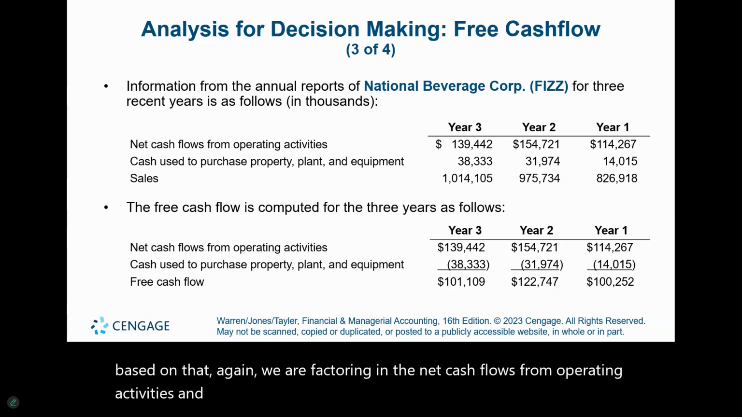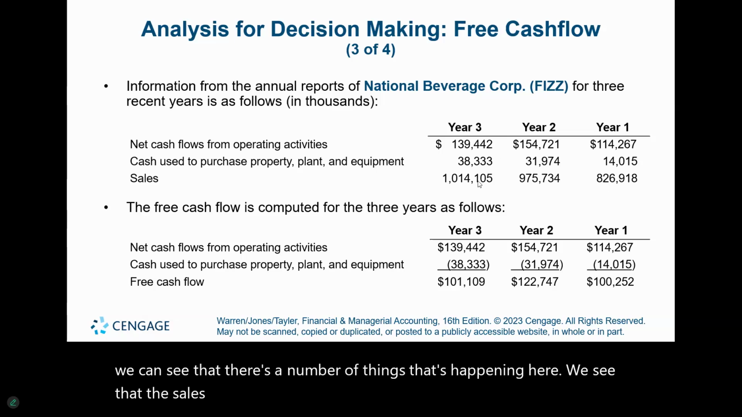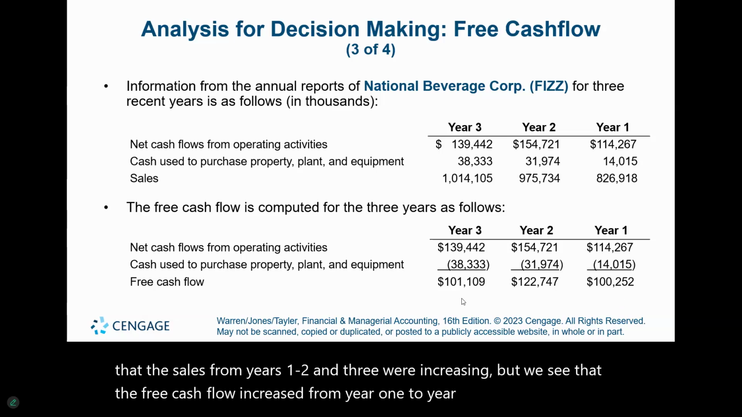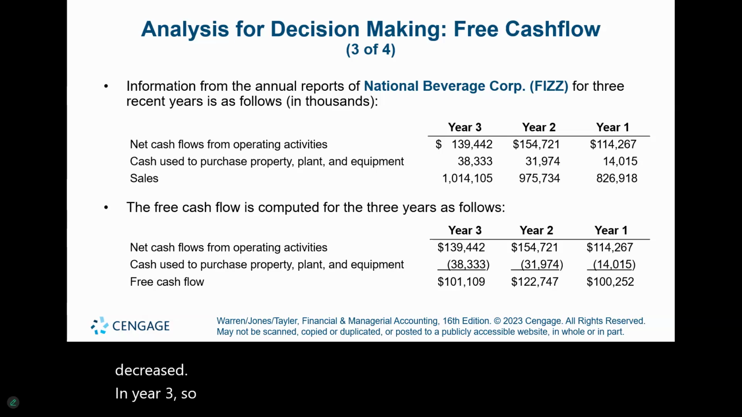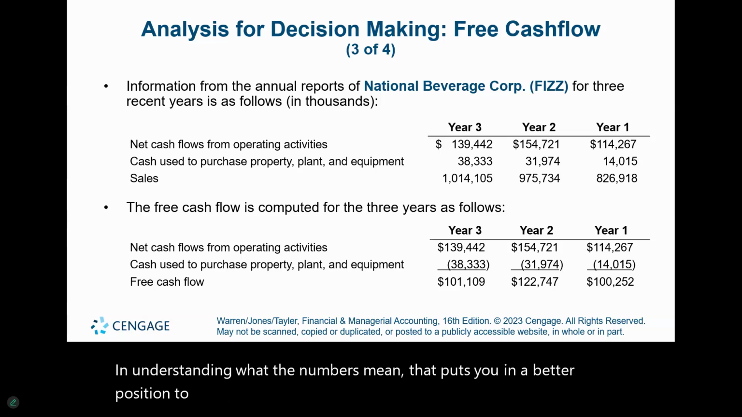All right. So based on that, again, we are factoring in the net cash flows from operating activities and the cash used to purchase property, plant, and equipment. So we can see that there's a number of things happening here. We see that the sales from years 1, 2, and 3 were increasing, but the free cash flow increased from year 1 to year 2. However, it decreased in year 3. So the numbers we see ultimately have an impact. And understanding what the numbers mean puts you in a better position to make an informed decision.